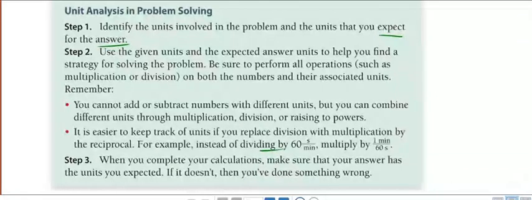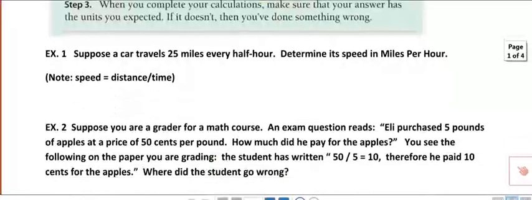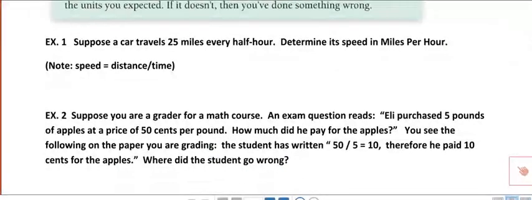Something was done incorrectly. We did one similar to this in section 2A. A car travels 25 miles every half hour. Determine its speed in miles per hour. We're just going to start with 25 miles. It says every half hour, that's the same thing as per half hour. So it's 25 miles per, how would I write a half hour? I could write 0.5 hours.